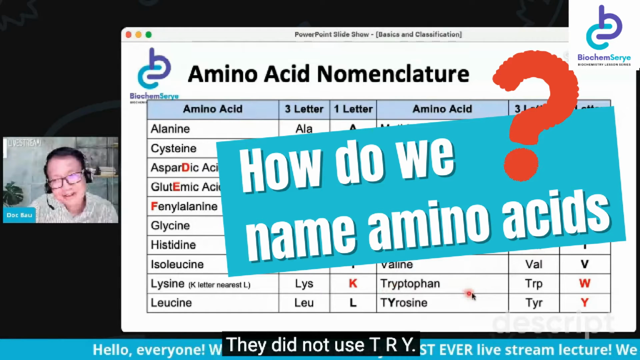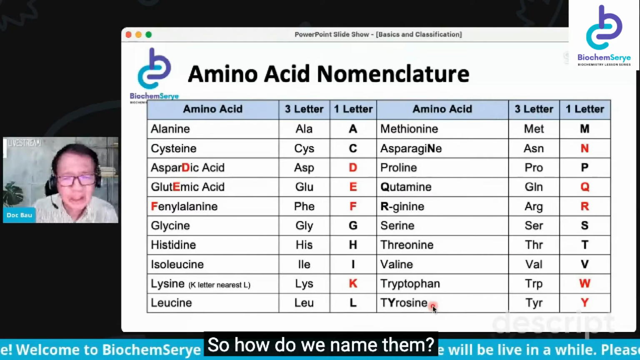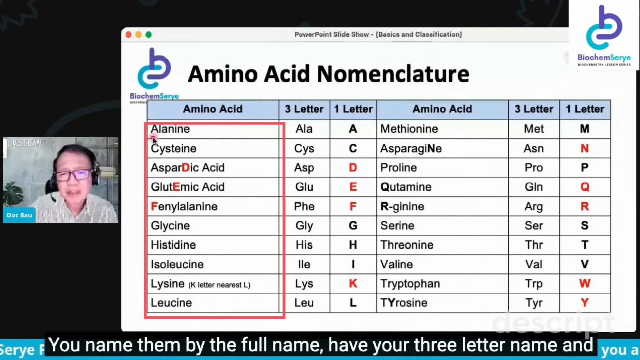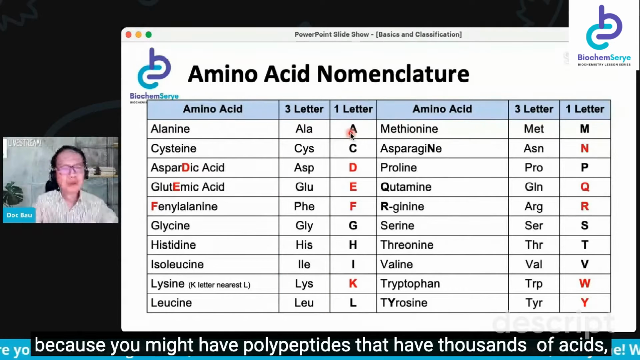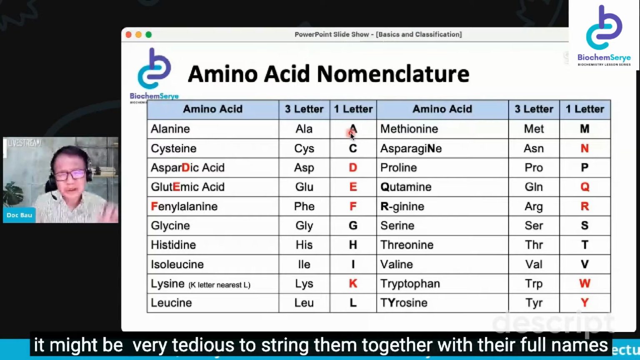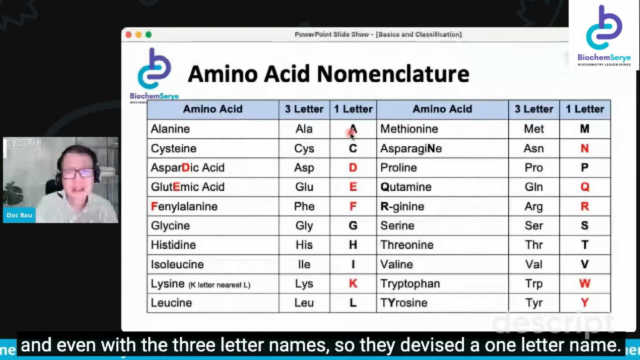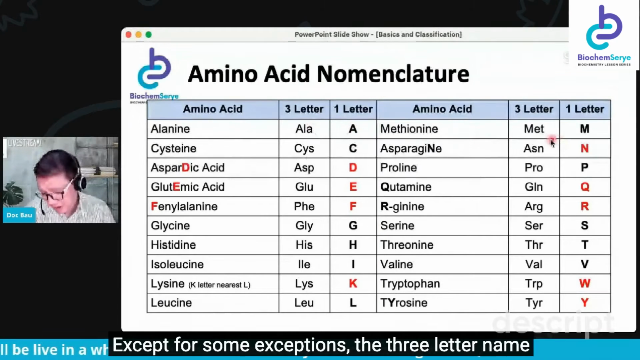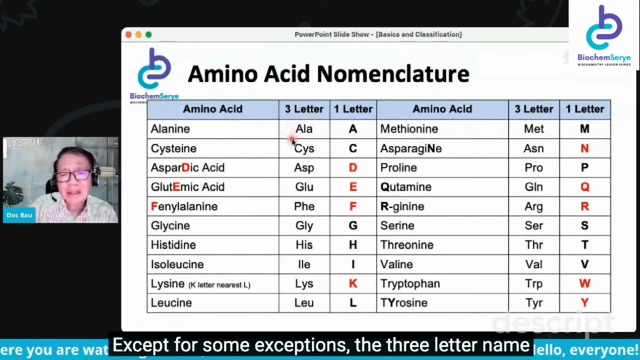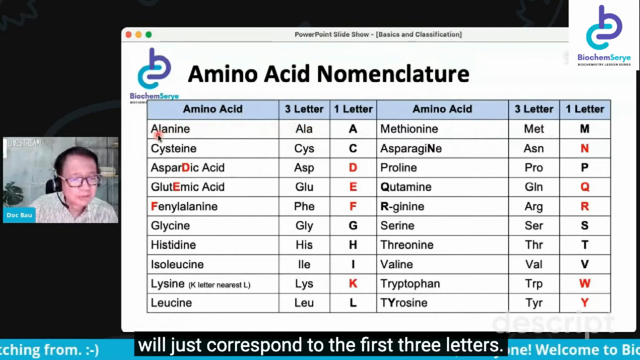How do we name amino acids? So how do we name them? You have three ways. You name them by their full name. You have your three-letter name, and because you might have polypeptides that have thousands of acids, it might be very tedious to string them together with their full names and even with their three-letter name, so they devised a one-letter name. Except for some exceptions, the three-letter name will just correspond to the first three letters.